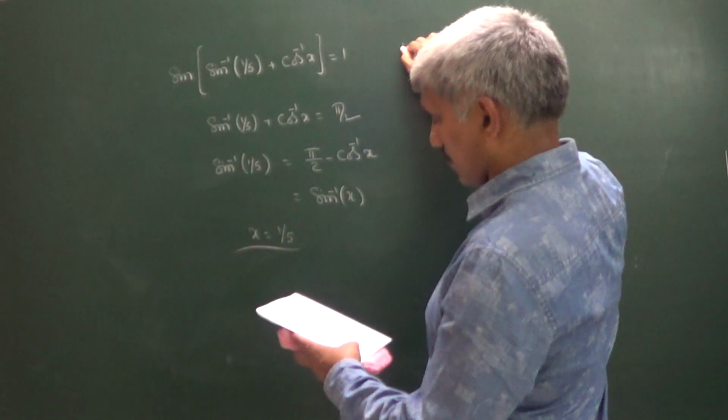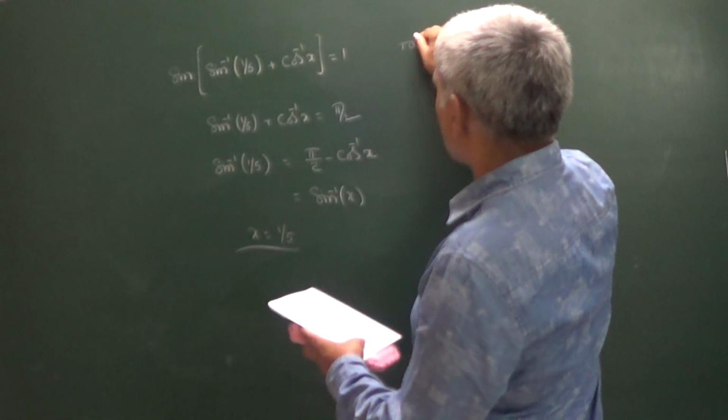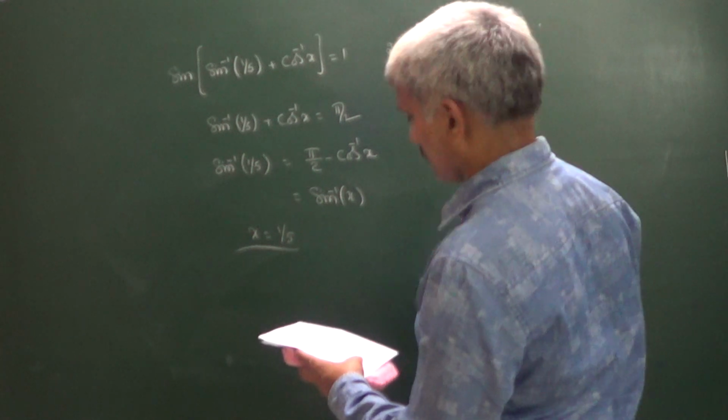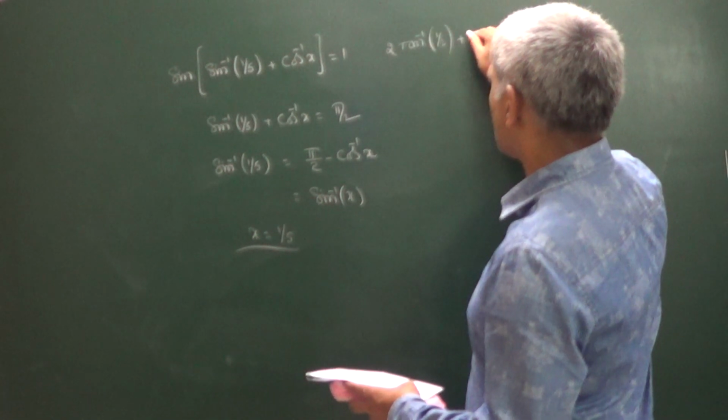So this is another model question. Tan inverse of 2 times tan inverse 1 by 2 plus tan inverse 1 by 7.